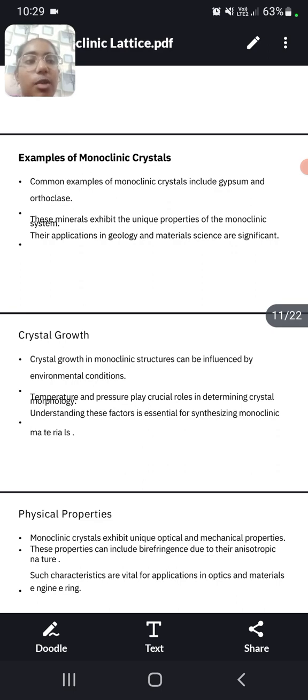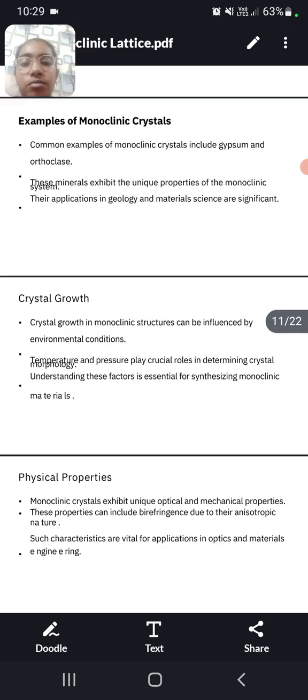Applications. Understanding monoclinic lattices is important in fields such as mineralogy to classify and study minerals. Next is material science to analyze the properties of materials with monoclinic structures. And next is pharmaceuticals. Many organic compounds crystallize in monoclinic systems, affecting solubility and stability.